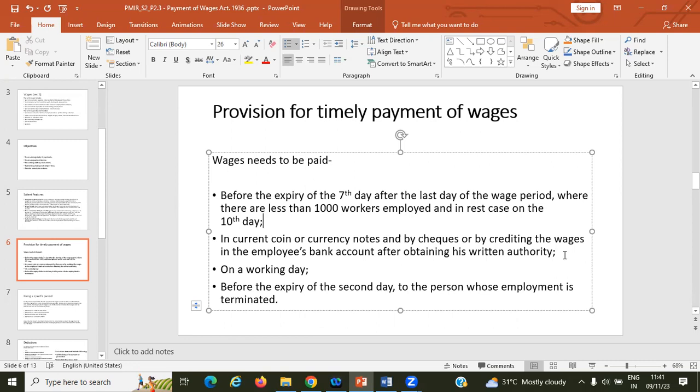Suppose you are terminating a person, you have to pay him till the time he is there in your organization. You cannot pay the next day when he is outside of the company, when he is terminated already. So you have to pay before that expiry date. So all these conditions are mentioned in the Act. How you will pay, what are the payment modes.